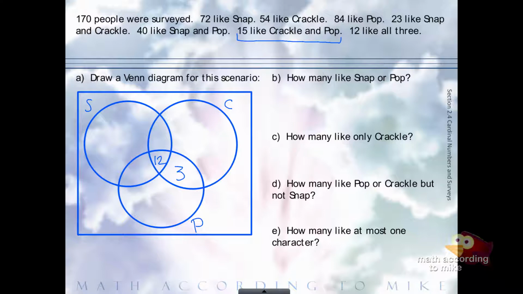Likewise, now let's do Snap and Pop. Snap and Pop are where the Snap and the Pop circles overlap. Snap and Pop are right here, this leaf shape. As it says there, it needs to add up to 40. We already have 12 accounted for. So how many more do we need? We need 28 more.